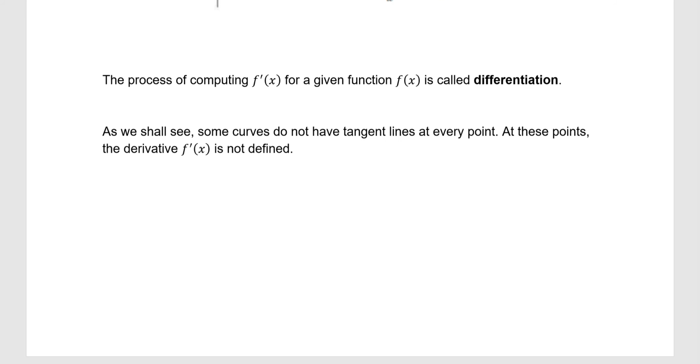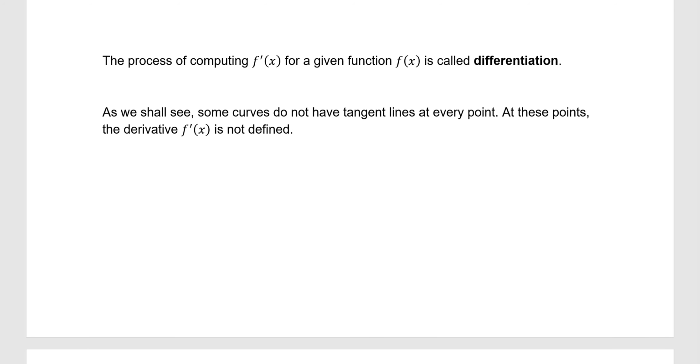Okay, and then a couple other things. The process of computing f prime for a given function is called differentiation. So taking derivatives is called differentiation. And as we're going to see, some curves don't have tangent lines at every point, and we would say that at these points the derivative is not defined.